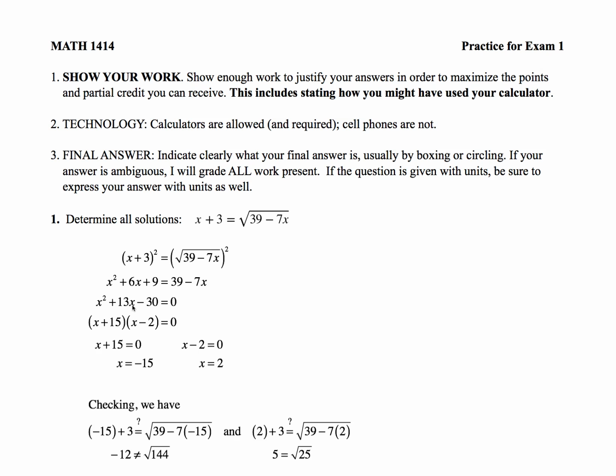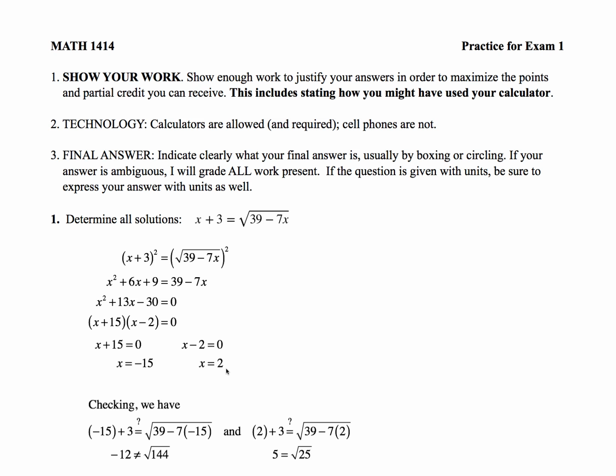Then, the most efficient, usually, way to solve a quadratic equation is to set everything equal to 0 and factor, and this trinomial factors pretty easily. So this is x plus 15 times x minus 2. 15 times x is positive 15x. x times negative 2 is negative 2x. You add those two together and you get 13x. So that makes one possible solution, x equals negative 15, and the other possible solution is x equals 2.